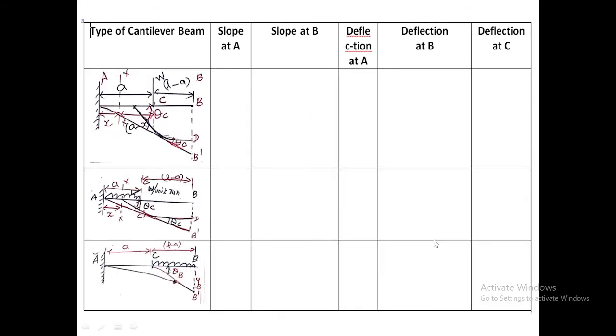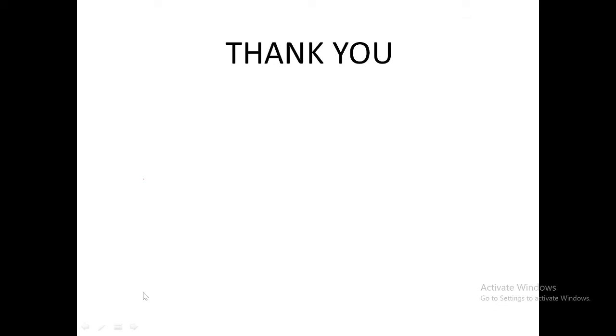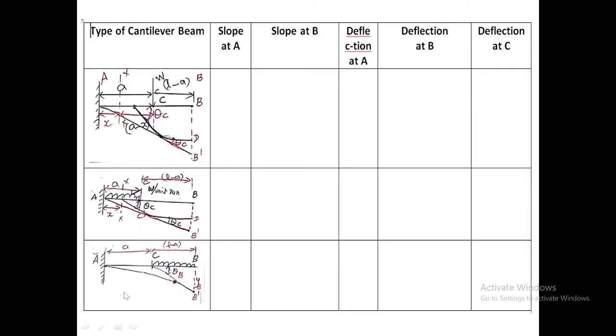Next, cantilever with an eccentric point load. The load is acting at a distance a from the fixed end, and on the other end it is L minus a. Slope at A is a fixed point, 0. Slope at B and C is equal, as there is no load between B and C. So theta B equals theta C.